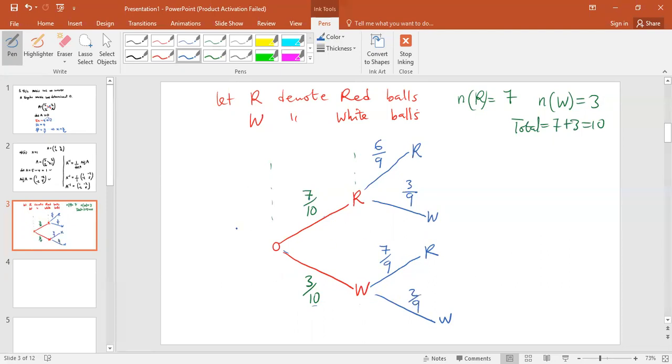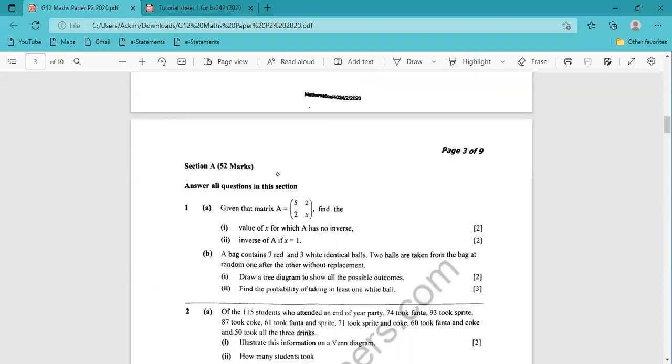So this is the tree diagram that we have. Okay, so that was our part B1. Question 1, part B1. The tree diagram, that's what we expect you to do. Then the next question is: find the probability of taking at least one white ball.